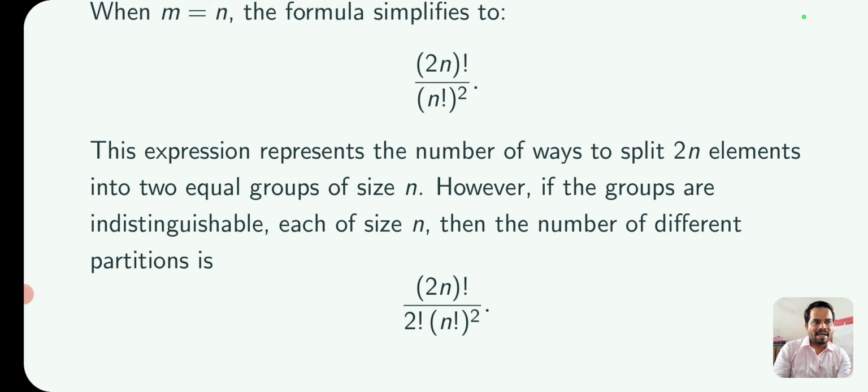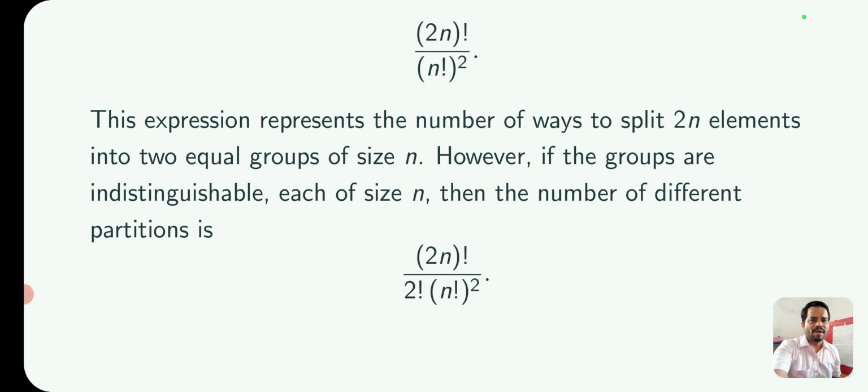So do you understand the difference? If m is equal to n, the number of ways to split 2n elements into two equal groups of size n is (2n) factorial upon (n factorial) squared, and then you divide by 2 factorial. So you understand the difference when m and n are equal: you just have to divide by 2 factorial.